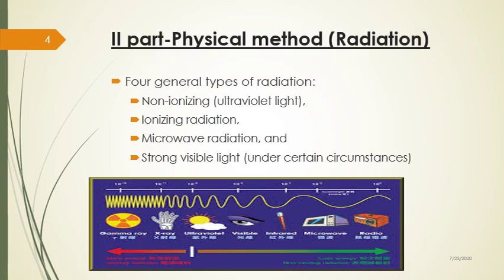Today we will discuss physical methods like radiations, and you all know that there are 4 types of radiation: non-ionizing radiation, ionizing radiation, microwave radiation, and the strong visible light that is emitted mostly from the sun. Non-ionizing radiations include UV rays like ultraviolet light, and the ionizing radiations include X-rays, gamma rays, and cathode rays.